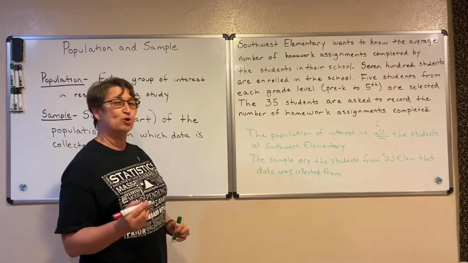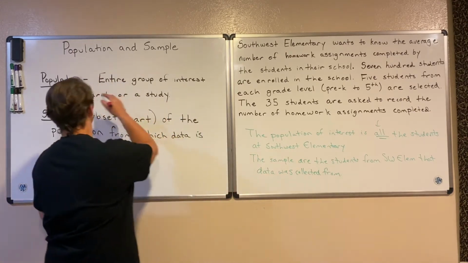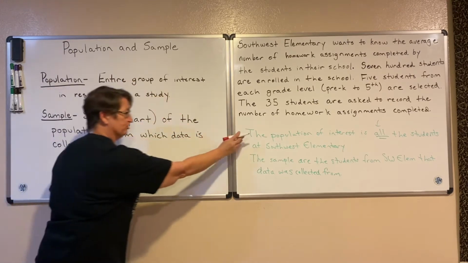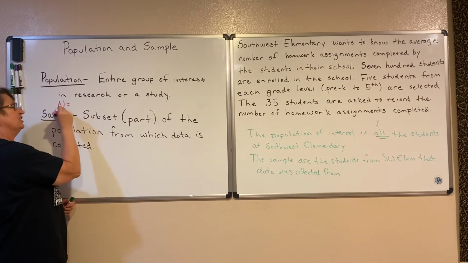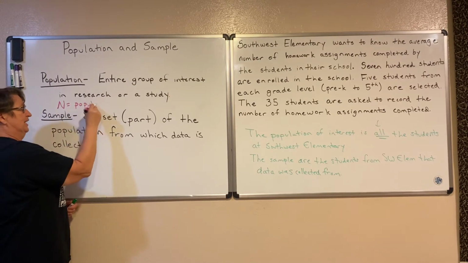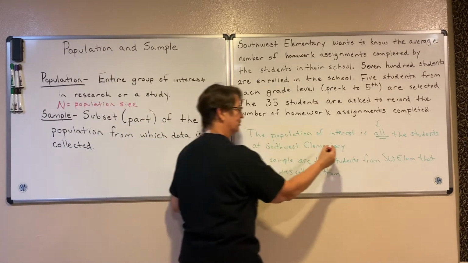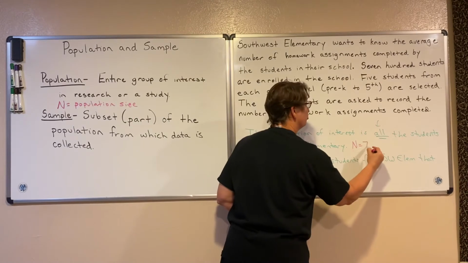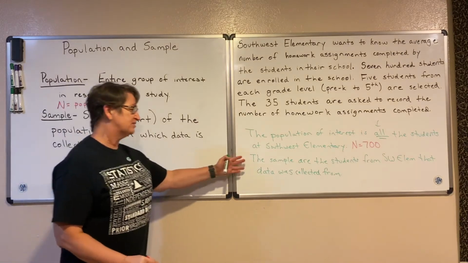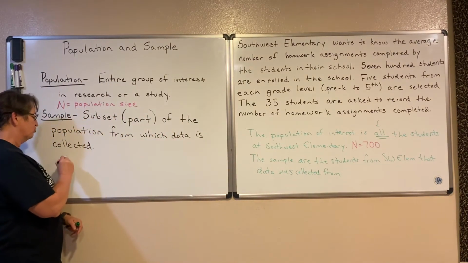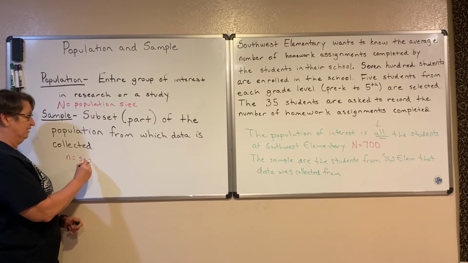We use a capital N to notate population size. So the population is the group of interest. The population size we denote with a capital N. So in this case, my population size is equal to 700. There are 700 students enrolled in the school. And then for a sample, we use a lowercase n. We denote that sample size with a lowercase n.